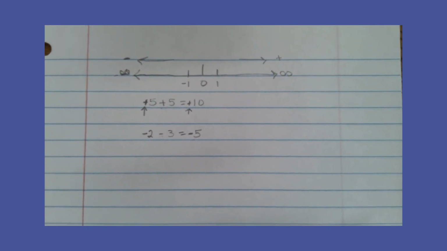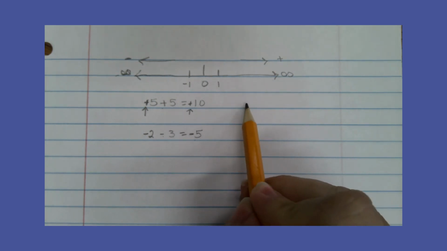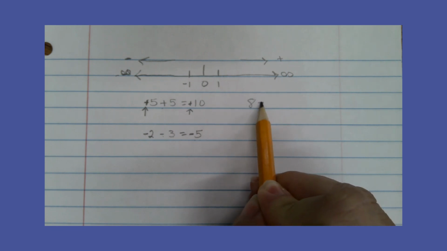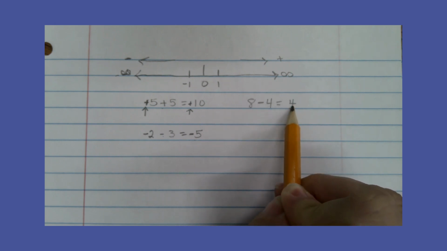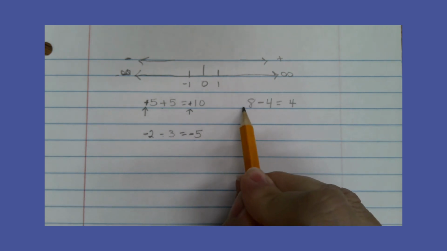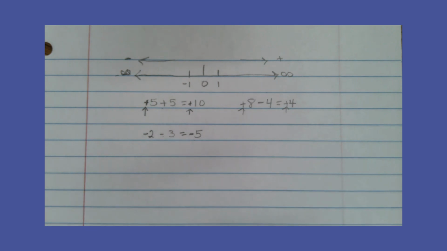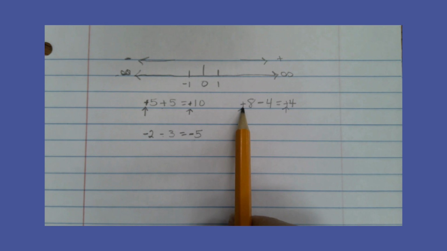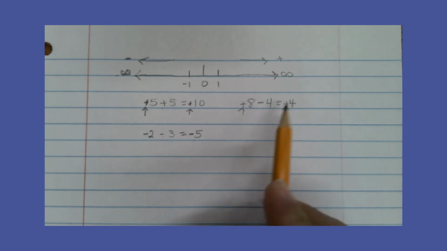Now what confuses people is when the signs are different. So back in elementary school, if I gave you the problem 8 minus 4, you would say 8 minus 4 is 4. Well, that 8 is understood to be positive, right? And that 4 is also understood to be positive. The signs are different, so I subtracted and I took the sign of the higher number. So 8 minus 4 is 4.